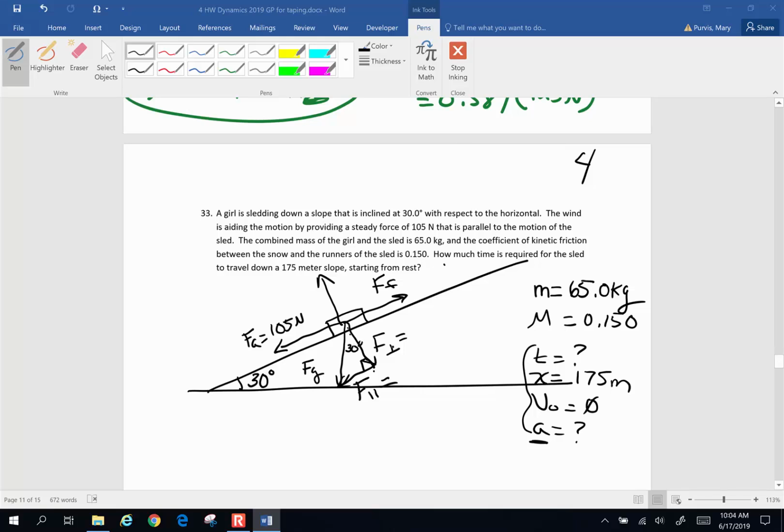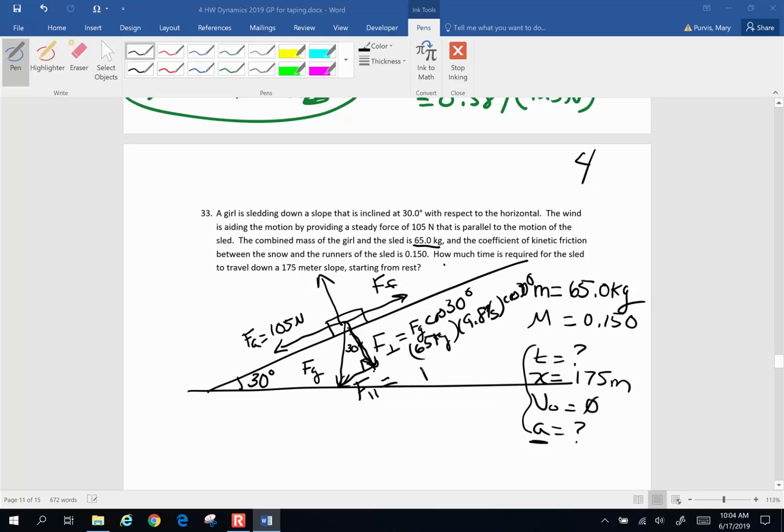The force perpendicular, this is the adjacent side. So this is going to be equal to the force of gravity times the adjacent side. So we're going to use the cosine of 30 degrees. Force of gravity is going to be mass. Our mass is 65 kilograms times the acceleration of gravity, 9.8 meters per second squared, times that cosine of 30 degrees.